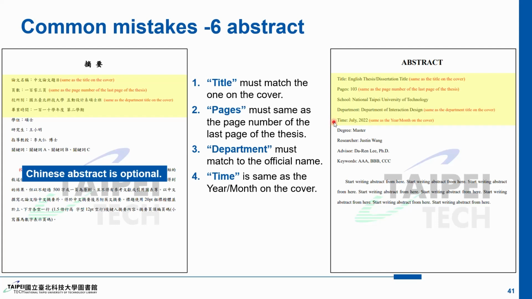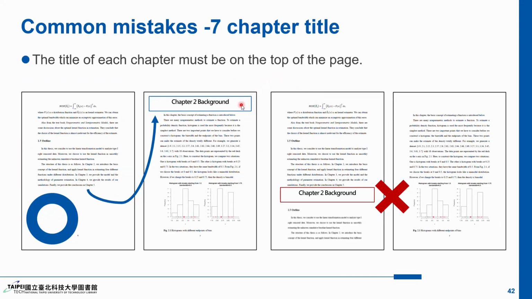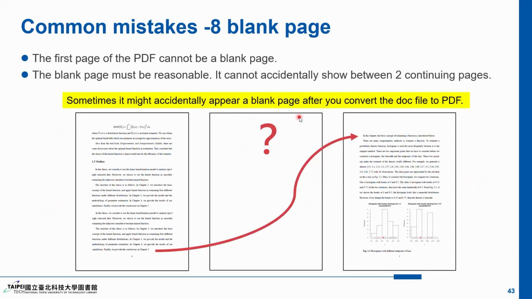Also, make sure that the chapter headings, like Chapter 1, Chapter 2, are at the top of the page. Check for formatting issues before submission, especially if you're converting from Word to PDF, and avoid unnecessary blank pages as well. Sometimes this issue might occur after you convert the file.